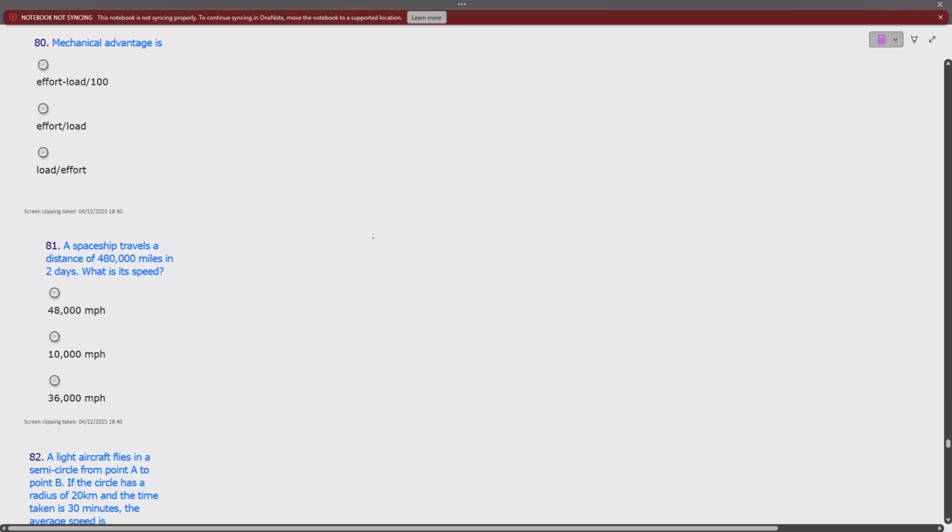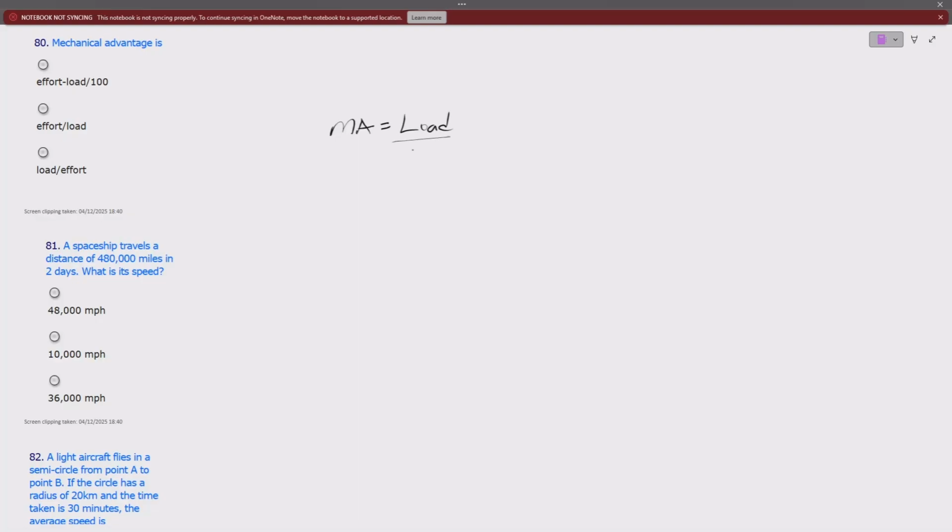Mechanical advantage is MA. So it's load over effort.